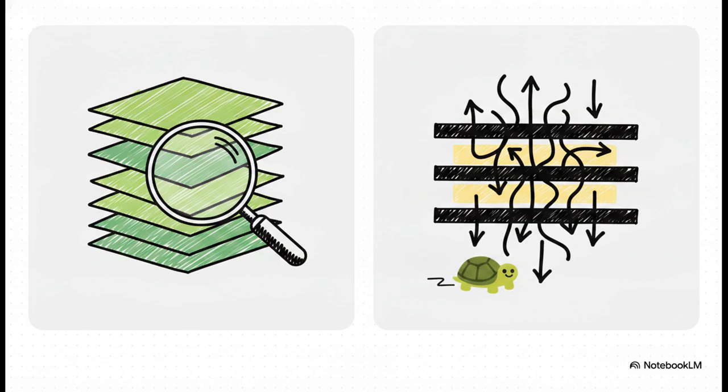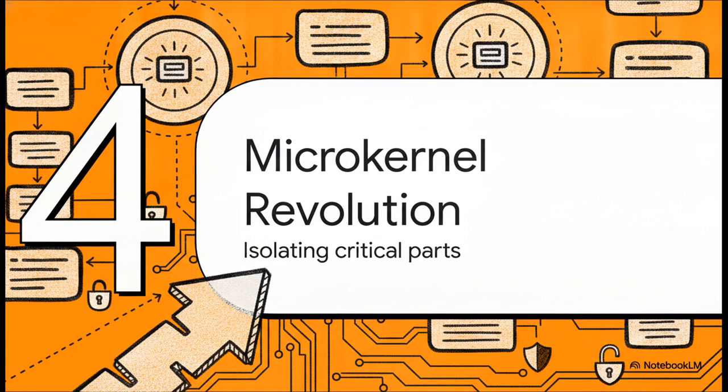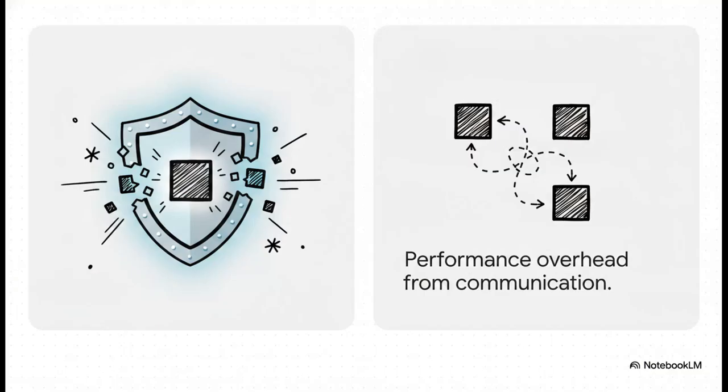So while it definitely stopped the total crashes, it created this massive traffic jam that ended up slowing down overall performance. All right, Section 4, the microkernel revolution. This is all about isolating the critical pieces. Now, this concept was a massive paradigm shift.